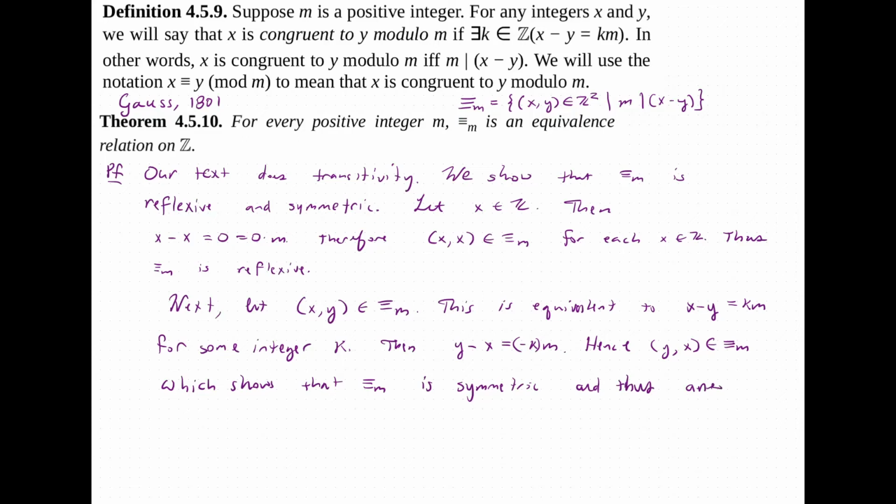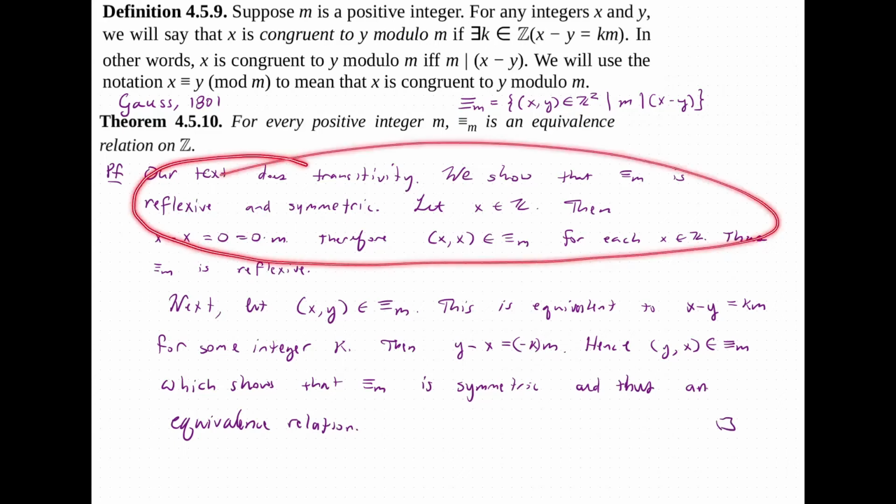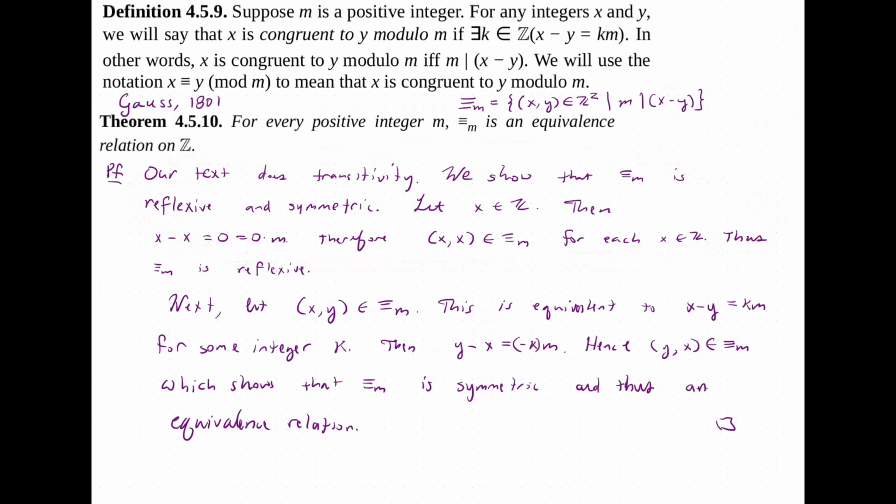It definitely does not show that it's transitive. And so we're done. But again, here we did not show transitivity. That is done in the text, and so I leave it to you to read the portion for transitivity. But once we have that, we have it's transitive, symmetric, reflexive, an equivalence relation.